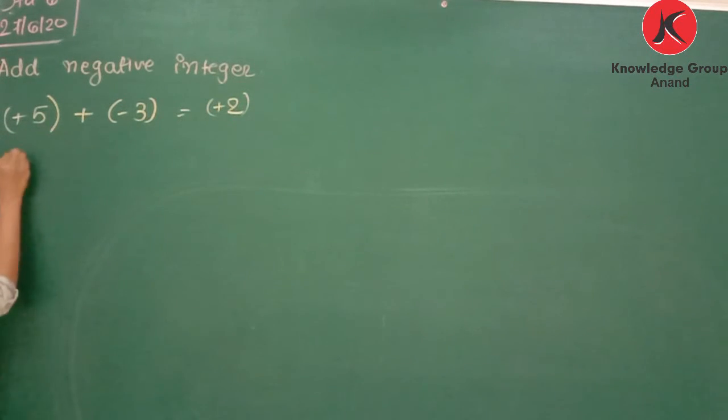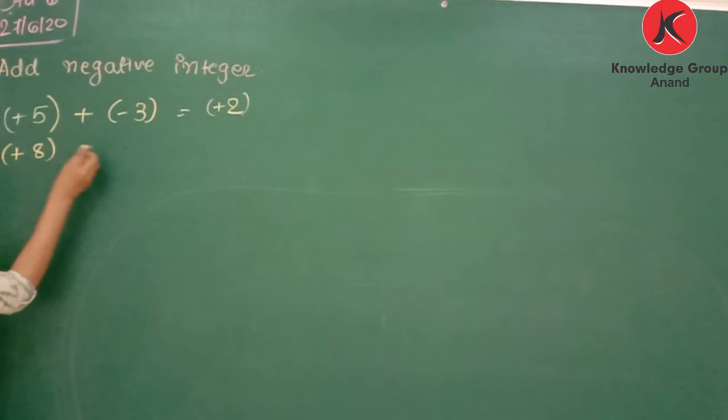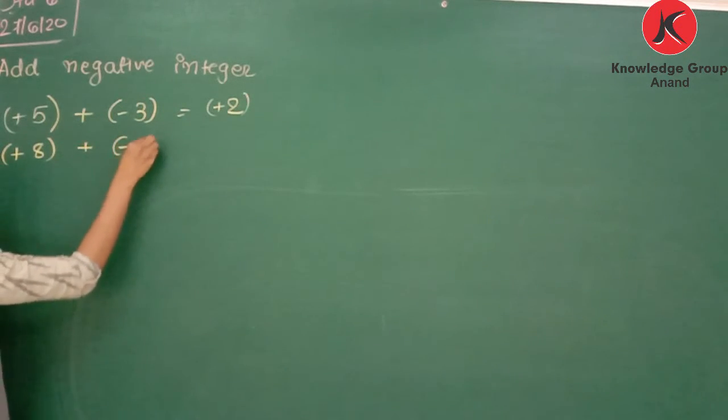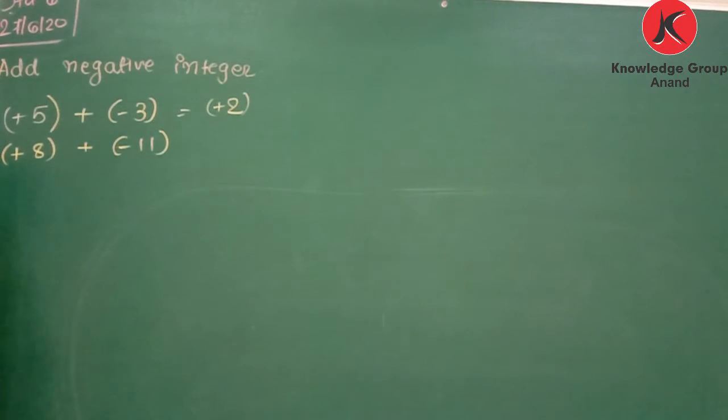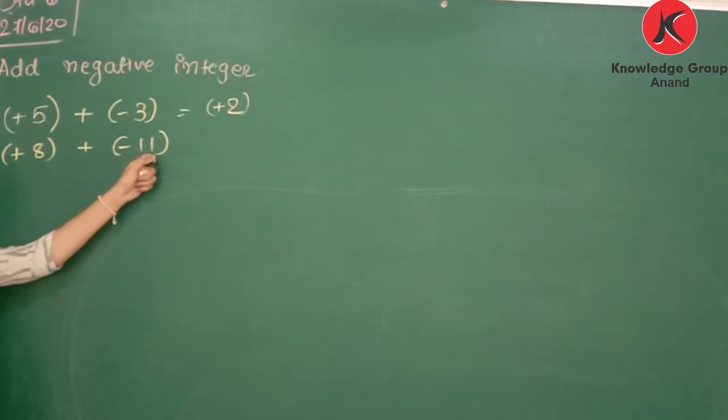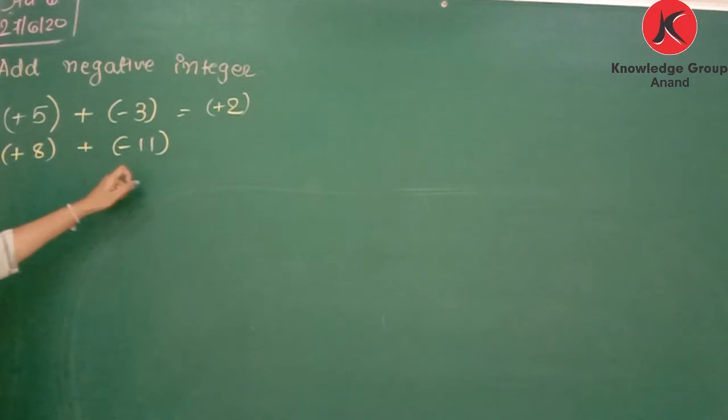Clear? One more example. Plus 8 plus minus 11. Add negative integer. So here 8 and minus 11. So subtraction of numbers, because one number is positive and one negative.